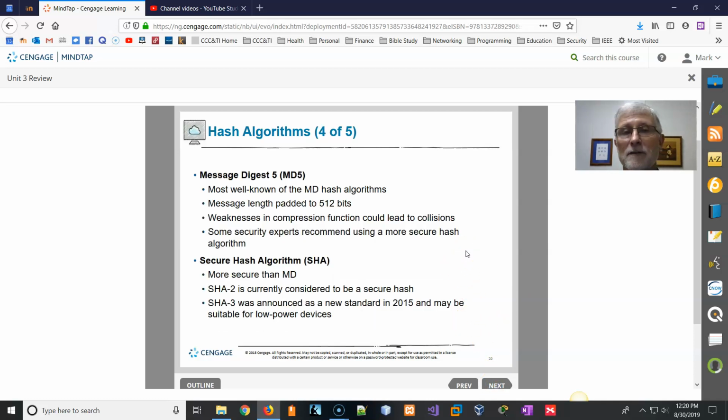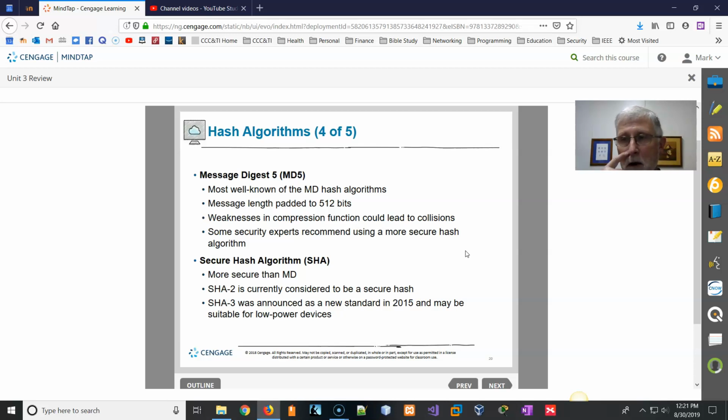Now, there are a couple of different hash algorithms out there. There's Message Digest 5, MD5. It's well known. It takes the message length and pads it to 512 bits, based on whatever size it is. Its weakness is that a compression function could lead to collisions, so it could be that two data points aren't matched. So some security experts recommend using a more secure hash than MD5.